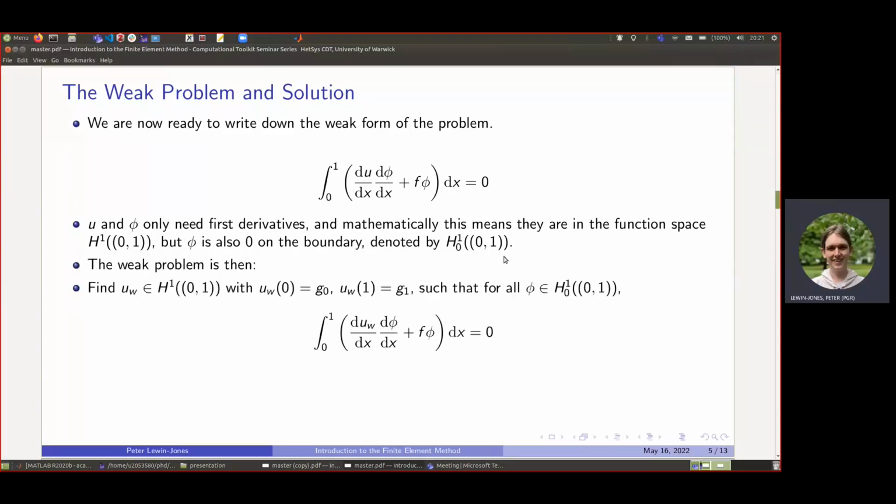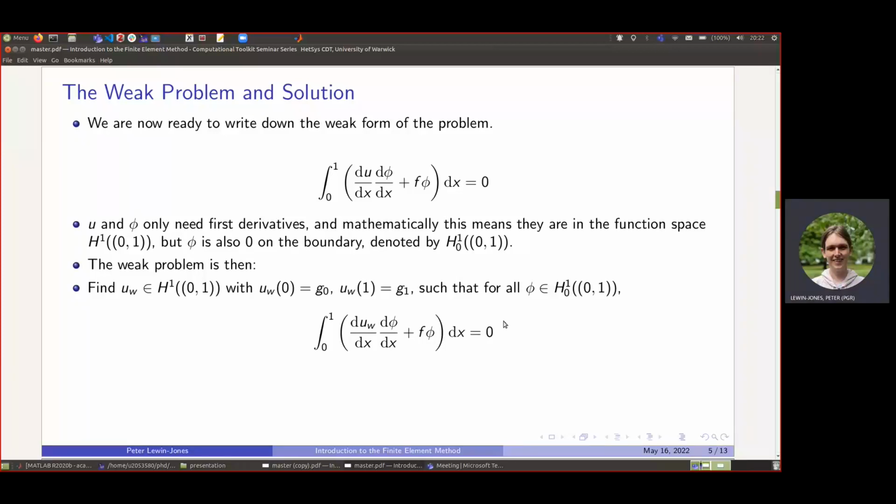So we can now write the weak form. So the problem that we're trying to solve is now find u weak in the Sobolev space H1, so that is find u weak that is integrable and has a first derivative with the specified conditions on the boundary. These are the same as from our strong form of this problem, such that for all test functions phi that are differentiable and 0 on the boundary, then this integral is equal to 0.